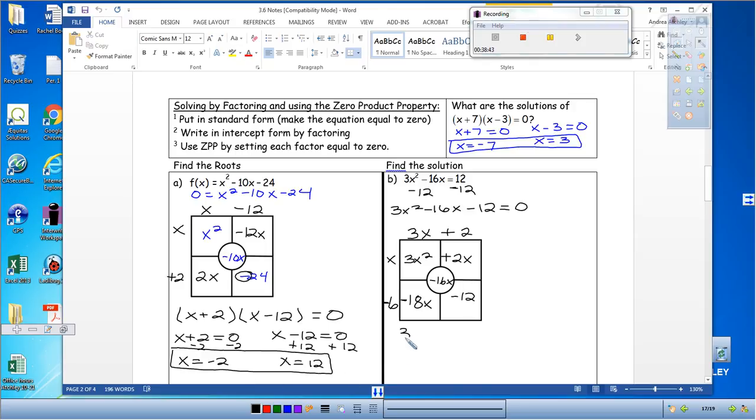So my factors are 3x plus 2 times x minus 6. We're going to separate them and set them equal to 0. Okay, this one's a little trickier because it has that 3 in front. You're going to solve it the same way you would solve any basic equation. You would subtract 2 from both sides and perform your opposite operation.